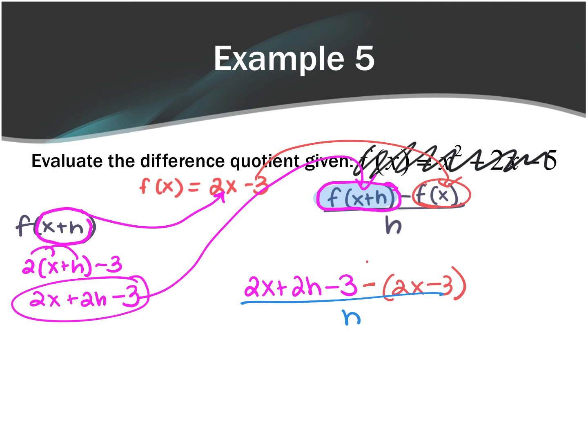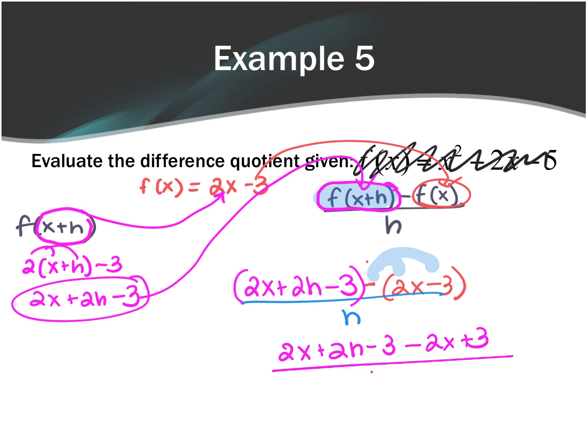So the pink part came from plugging x plus h into my question. That is always what you will do. The red part is my question, and it all goes over h. Now I just have to simplify. The negative gets distributed here, so I get 2x plus 2h minus 3 minus 2x plus 3, all over h.